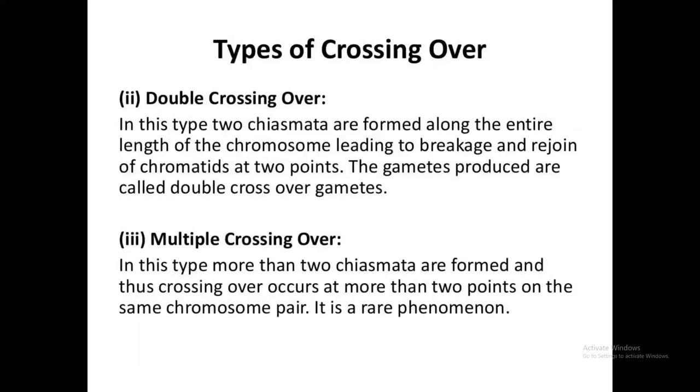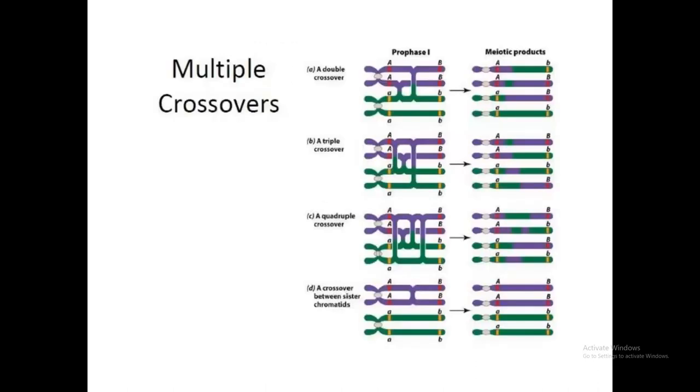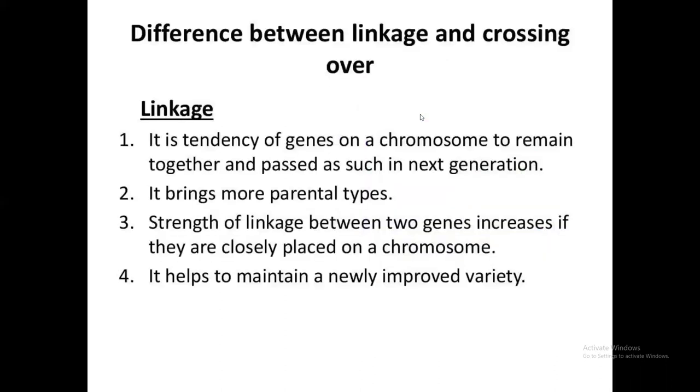There can be a single crossing over, double crossing over, or multiple crossing overs in a chromosome. This is the double crossing over, and this is the triple. How many points is the crossing over occurring at? That is the number. If at 3 points there is a crossing over, it is triple crossing over. If at 2 points, double crossing over. And it can be multiple also.